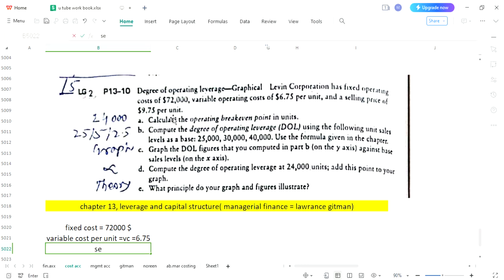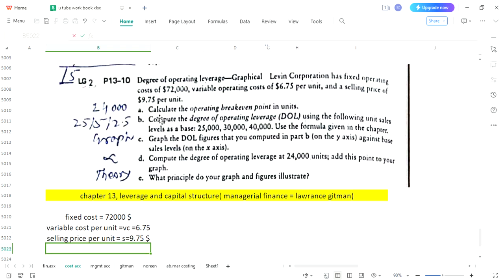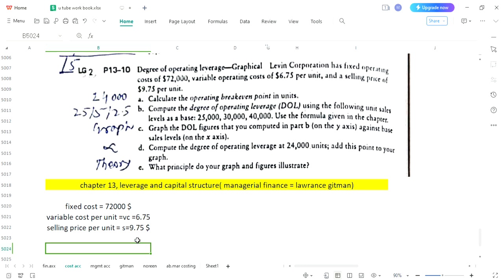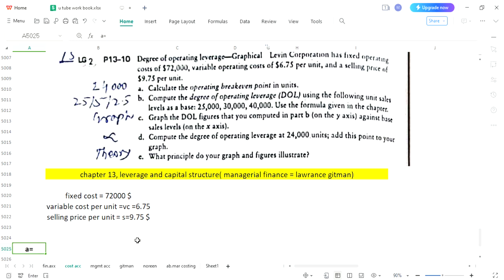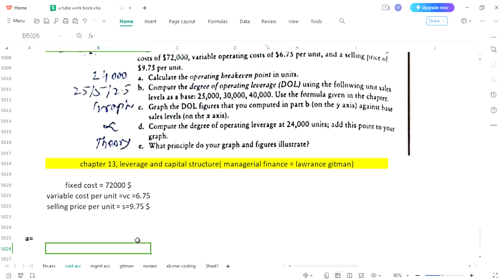The next input given in the question is selling price 9.75. Again, please note it down. Selling price is given per unit over here, and that is 9.75. So the single amount given in the question is fixed cost, that is total, but sale price and variable cost are both given per unit, 6.75 and 9.75.